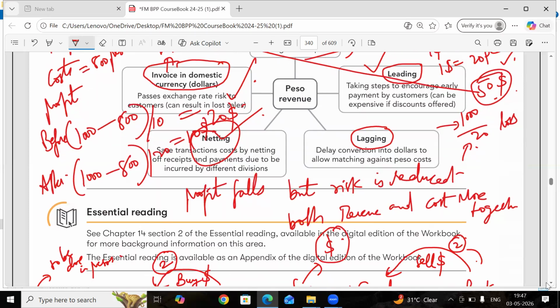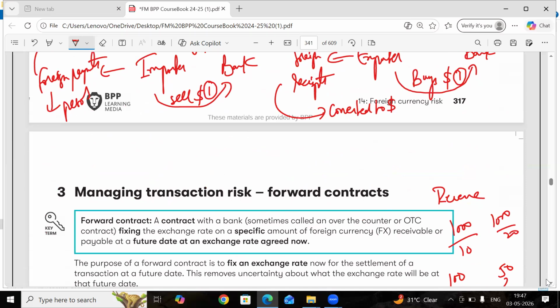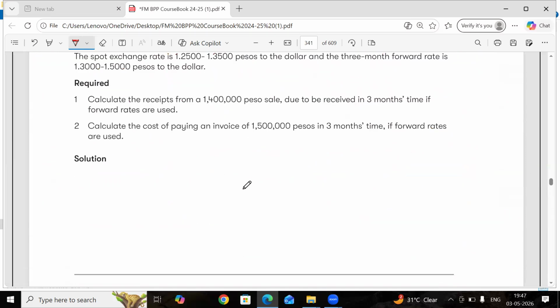Netting. See, you may have multiple transactions. So what can netting do for you? First, in case of netting, you try to reduce the number of transactions. What happens if you reduce the number of transactions? You save yourself from foreign exchange multiple times. That means no need to exchange many times and incur that foreign currency exchange risk. Instead, just one time exchange you should do. How can you do that?